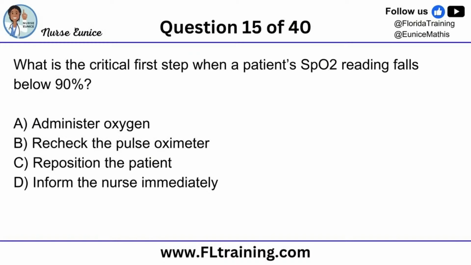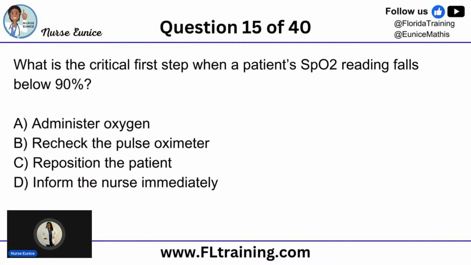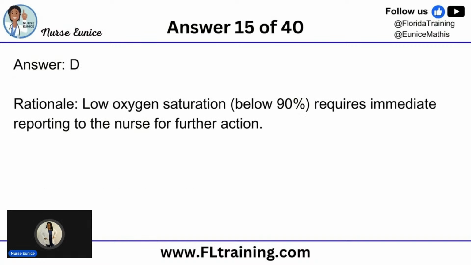Question number 15, team. What is the critical first step when a patient's SpO2 reading falls below 90%? Do we A, administer oxygen, B, recheck the pulse oximeter, C, reposition the patient, or D, inform the nurse immediately? Gladys was fast with this one. Gladys has D. Let's see if we have any other responses. Merlin says D. We're waiting for 5 responses. Kelly Nalubega says D. Jacoba says B. Barefoot Warrior says D. So everybody says D, and you have it right.